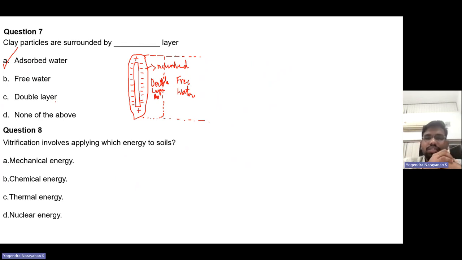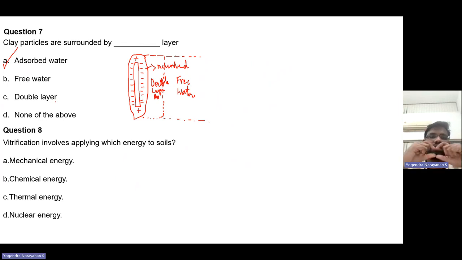So vitrification is something most people who have come across ceramic tiles would have noticed; on the packaging sheet, they would have written vitrified tiles. Ceramics are usually made of clays, which are subjected to very high temperature in order to make the clays harder.